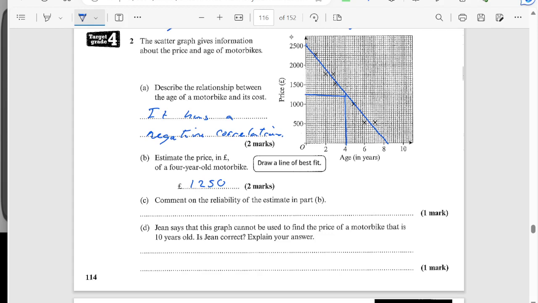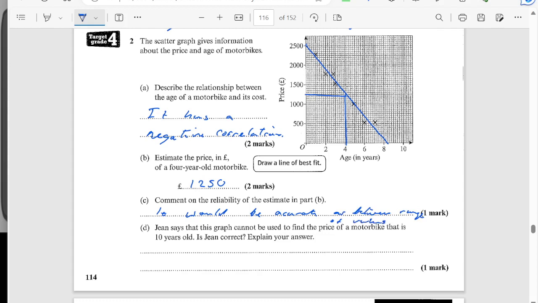Comment on the reliability of the estimation. I would say it is fairly reliable because it is within the bounds, within the range of data. So it would be accurate, as it is between the range of values.